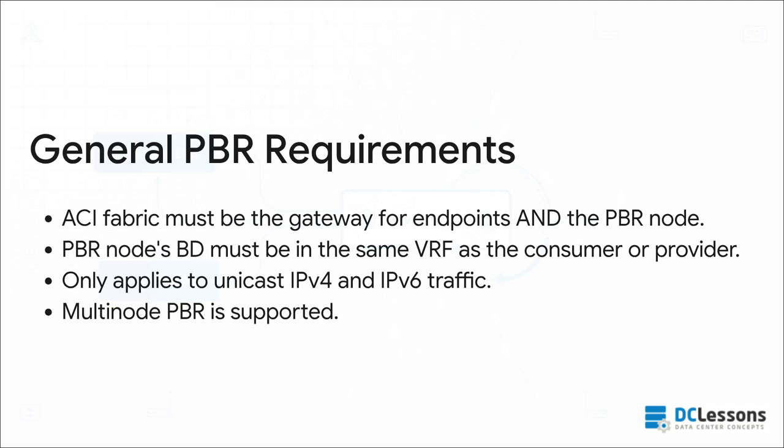And why is that so important? Well, because ACI needs to be that central point of control to actually make the redirection decision. The PBR device also has to live in the same VRF as the endpoints it's serving. And just keep in mind, this only works for standard unicast traffic.